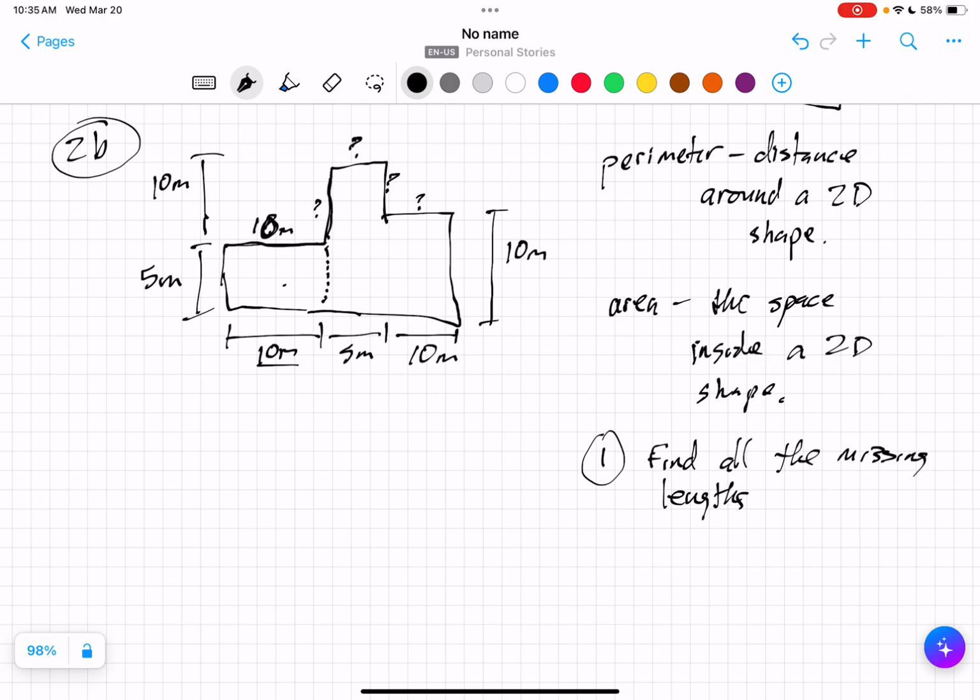Okay. Same thing here. We have the 5 down here. If we draw this line down, we know the top up here must also be 5.